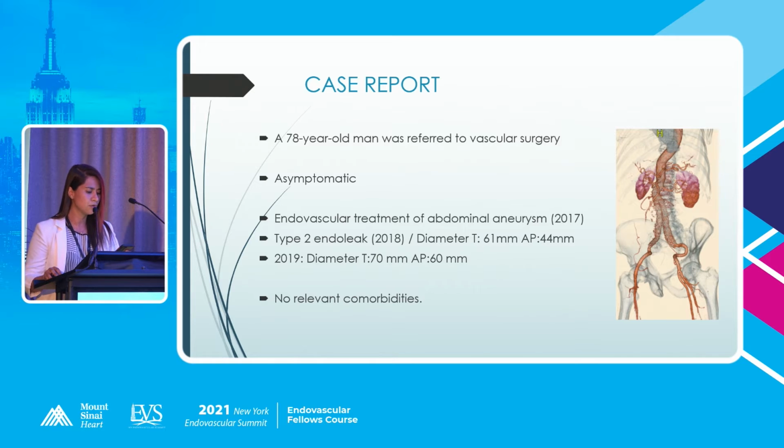The next control was the next year with an increase of size. We have a transverse diameter of 70 millimeters and anteroposterior of 60 millimeters, having an increase of 10 millimeters approximately. He was asymptomatic in all follow-up time, and he doesn't have any comorbidity. Because of the new size and the persistence of the endoleak, we decided to treat it.